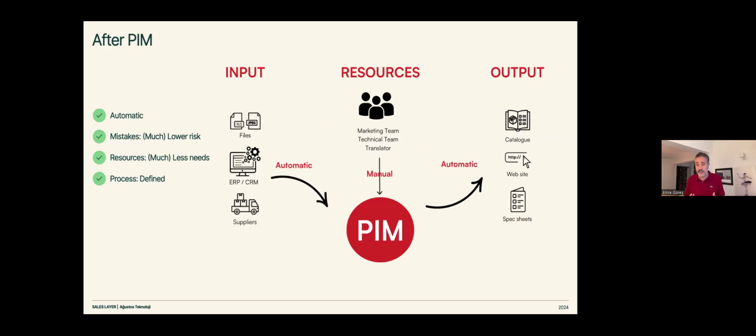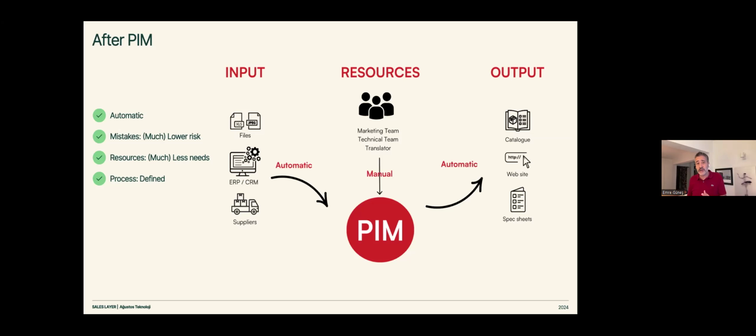So what changes after PIM is basically all this input, all this data goes automatically inside PIM. And once the team, which is much smaller than the before PIM area, works manually on PIM to cleanse it, enrich it, find the errors, do the quality verification, and all of that, it becomes automatically the output, which is the catalog, website, spec sheets, and all of that. You can see there's a huge day and night difference because with automation, you have much lower risk for mistakes.